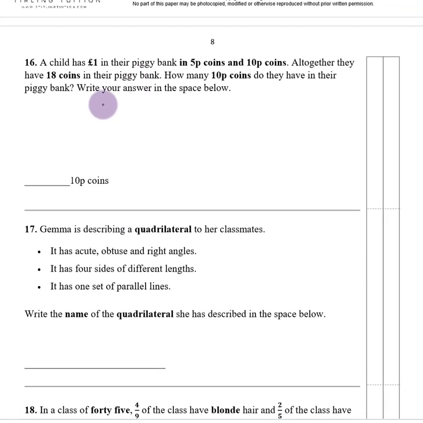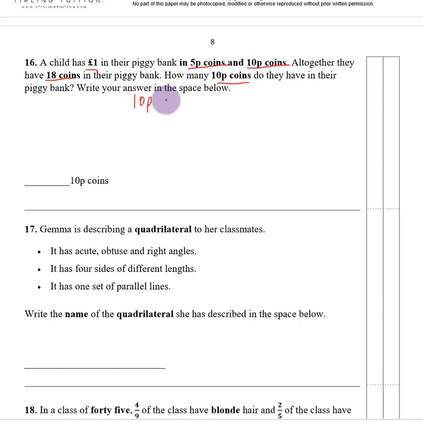Back to maths. Number 16. A child has £1 in their piggy bank in 5p coins and 10p coins. Altogether, there are 18 coins in their piggy bank. How many 10p coins do they have in their piggy bank? So, depending on the combination of 5p coins and 10p coins, it'll add up to £1 with 18 coins. So we need to figure out what that combination is and how many of those coins will be 10p.